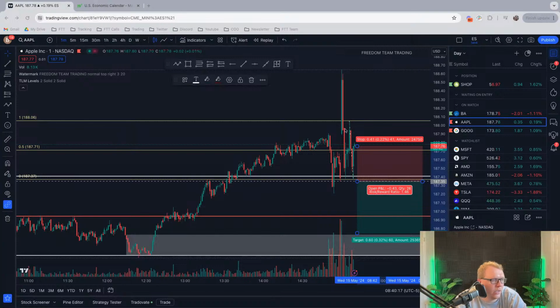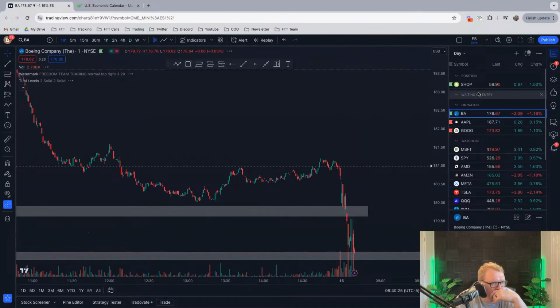Around 40 cents, about $50 a contract there. So yeah, want to see this slow break and then a pullback. So we got plenty of time on Apple.